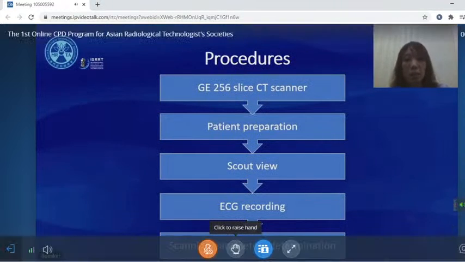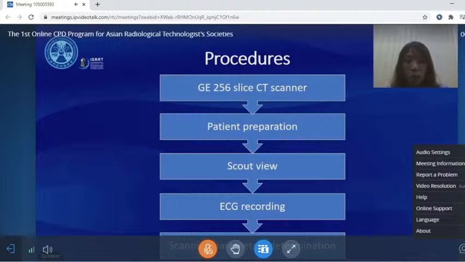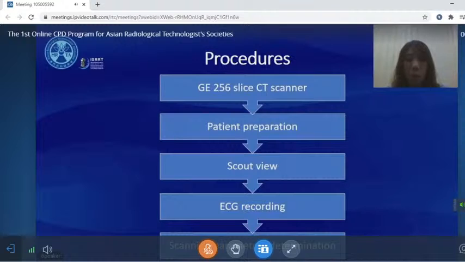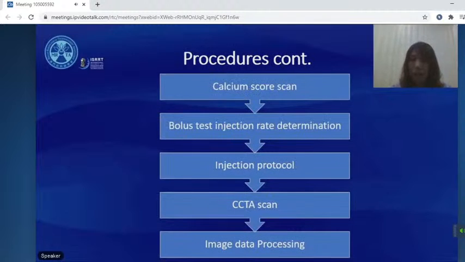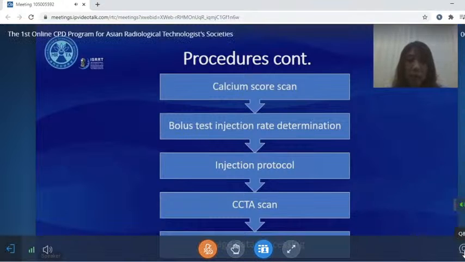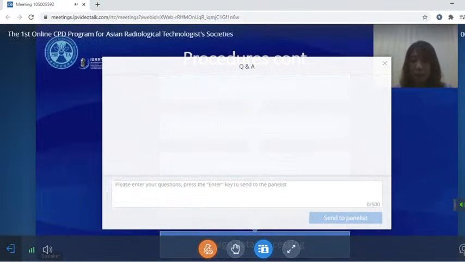And this is our procedure. First of all, we do the patient preparation, and then the patient will perform a scout view and ECG recording. Then scanning parameters can be determined. And then we will do a calcium score scan. After that, we will do the bolus test. From the results of the bolus test, we can decide the injection protocol, and then we can perform the CCTA scan. At the end is the image data post-processing.